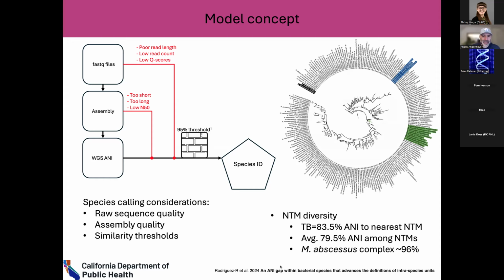And so, like I said, the 95% threshold is no problem for distinguishing TB from NTMs when they're 83.5% ANI, no problem among most NTMs, but then when you get to the complexes that are about 96% similar, obviously you can't separate those. They're different subspecies, species, it doesn't really matter. They need to be identified anyway.